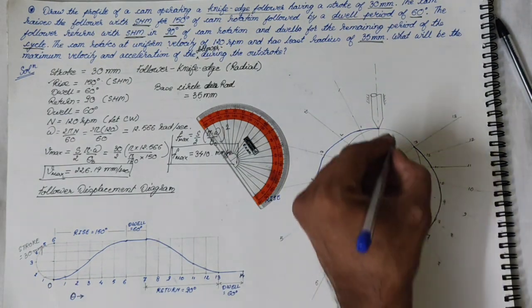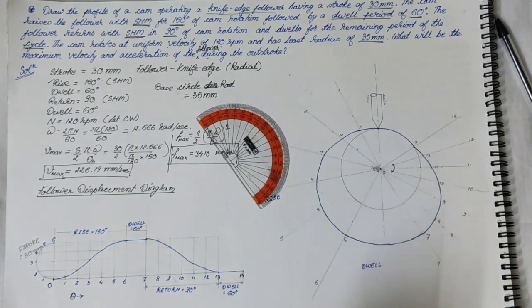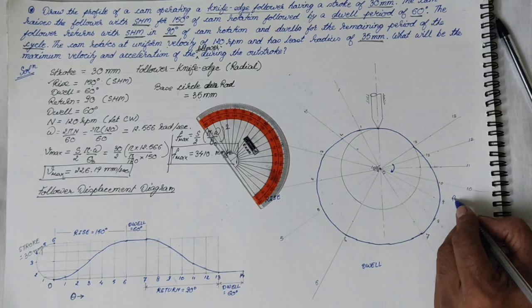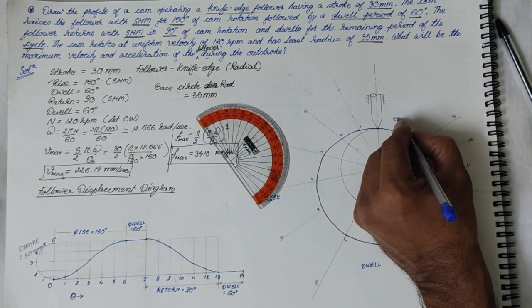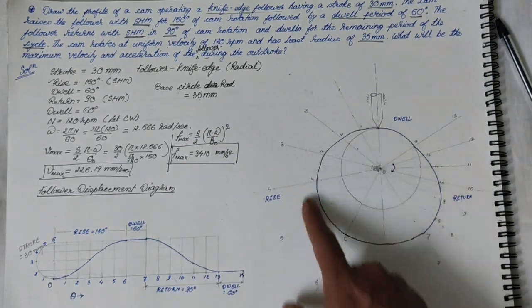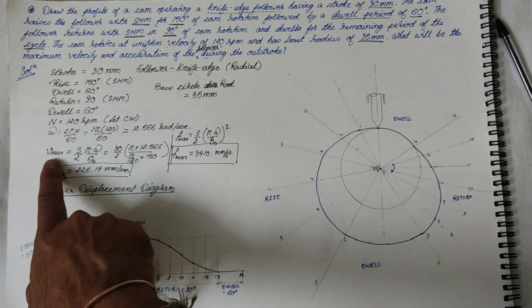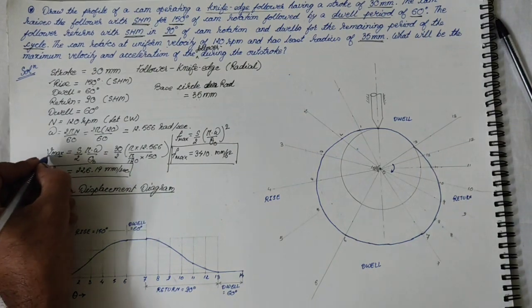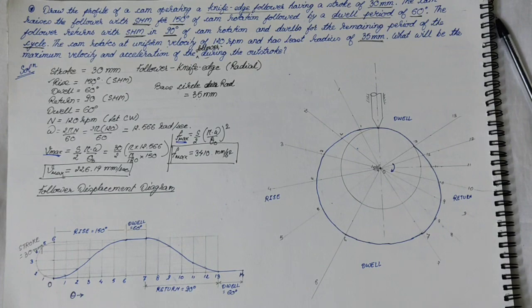And finally the remaining dwell is of 60 degrees. So again here this is the return and this is the dwell. So this is how we then get the cam profile. We have already found out the conditions for Vmax and acceleration maximum during the outward stroke, so that is how finally we get the cam profile.